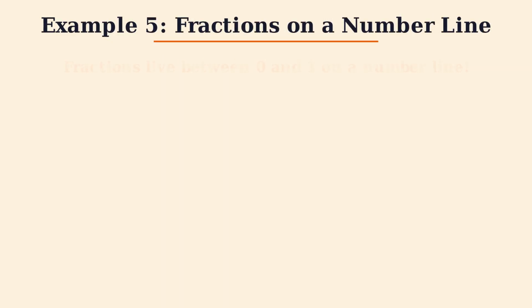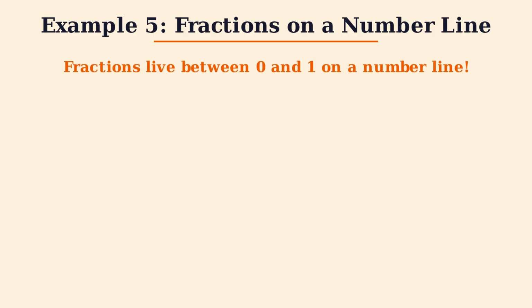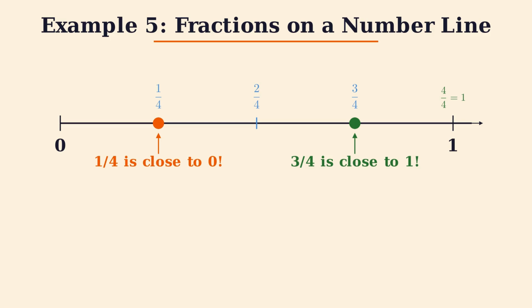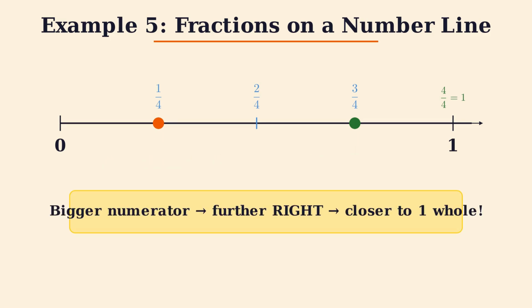Here's one more powerful way to see fractions, on a number line. A number line goes from 0 to 1, and we can place fractions right on it. Let's mark some fourths. If we split the space between 0 and 1 into 4 equal jumps, we get 1/4, 2/4, 3/4, and 4/4, which equals 1. Let's place 1/4 and 3/4 on our number line.